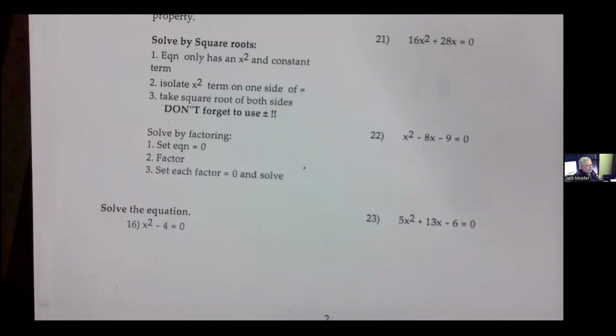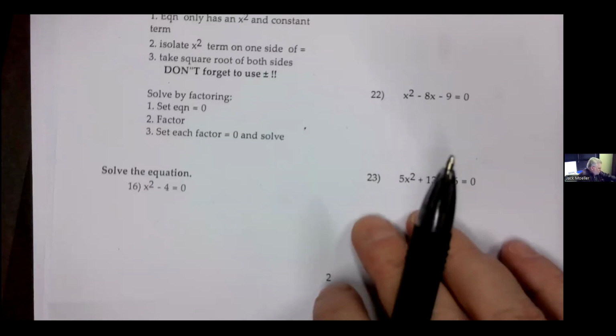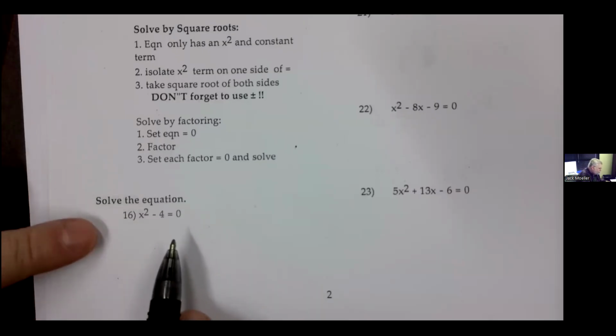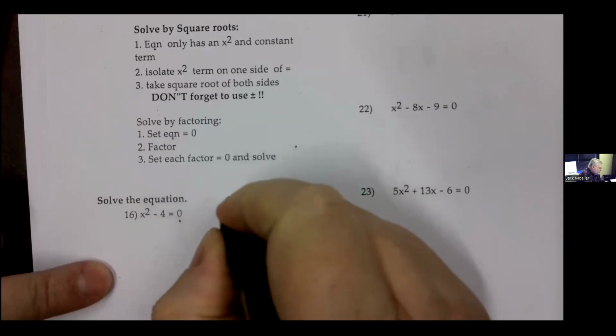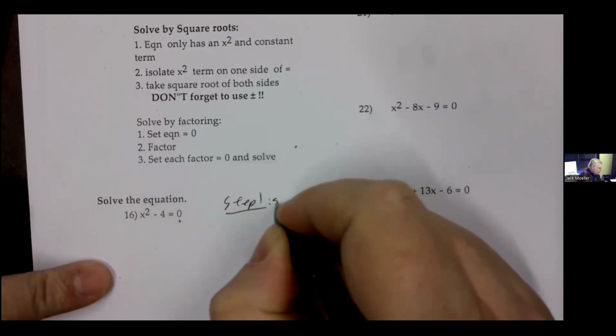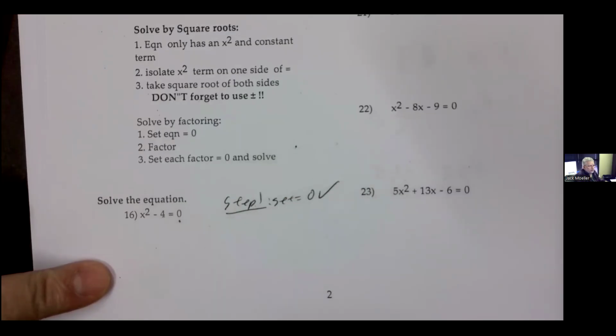We have x squared minus 4 equal to 0. All right, so let's solve this by factoring. So step 1, set it equal to 0. So that's done. If you haven't done this in a while, you may want to go through and use this as a checklist. All right, so step 1 is done because it's equal to 0.